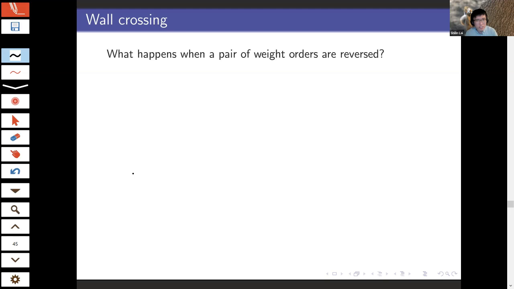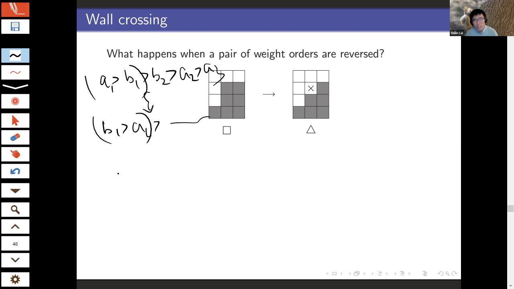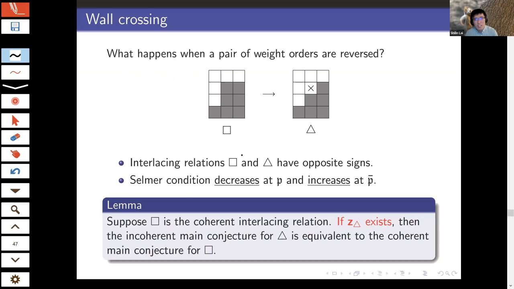And now the question is, what happens when a pair of weights are reversed? So instead of A1 greater than B1, greater than B2, greater than A2, we change it to B1 greater than A1, etc. What happens now? It's represented by this picture. We're deleting an extreme corner of the staircase. It's a simple fact that you can compute that the epsilon infinity have opposite signs. By the sign, I mean the Archimedean part of the Archimedean local root number.